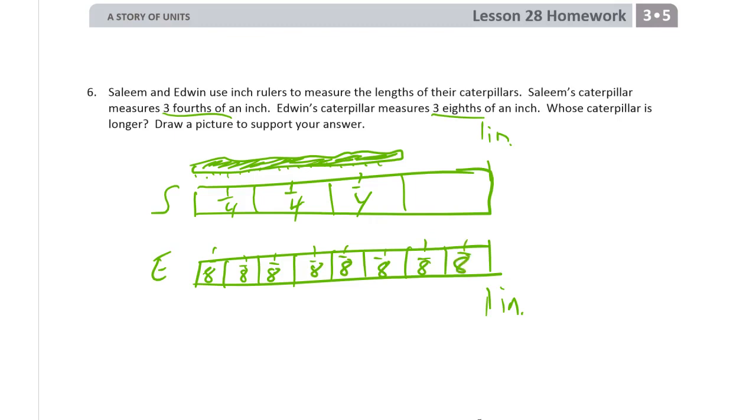Eighth, one, eighth, one, eighth. And his is 3/8. So here we go, Edwin's caterpillar. Oops, made it a little bit too long there. That's better. 3/8. There. There's my picture. Whose caterpillar is longer?